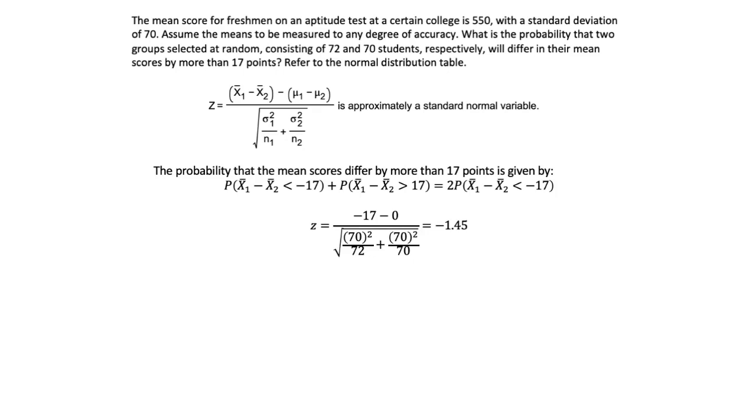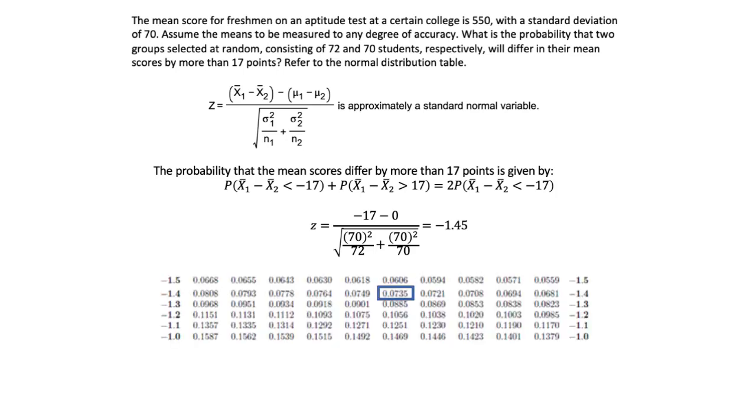-1.45. Referring to our standard normal distribution table, we can see the probability here that z is less than -1.45 is 0.0735. Multiplying that by 2, we get a probability of 0.1470.